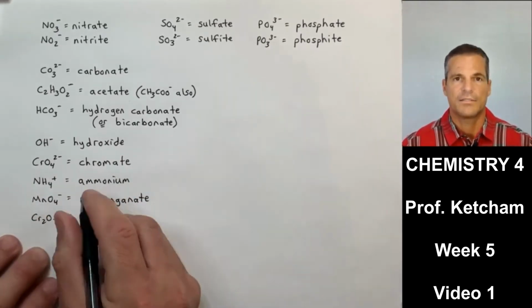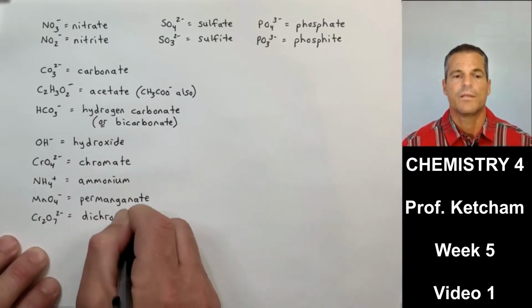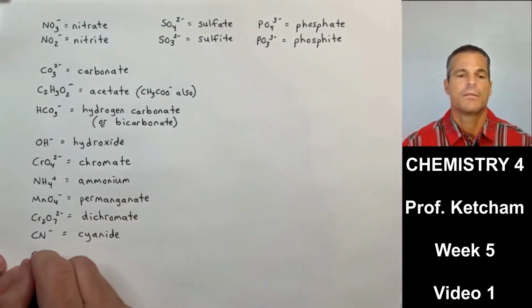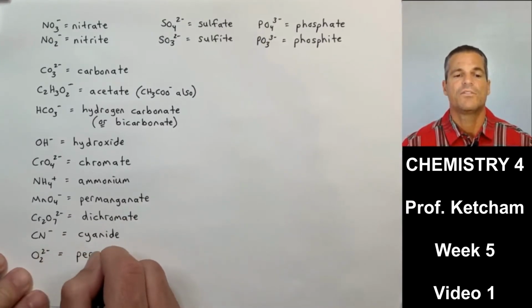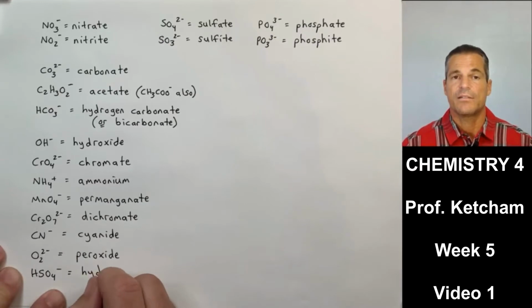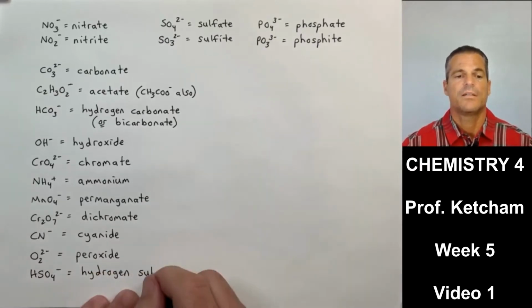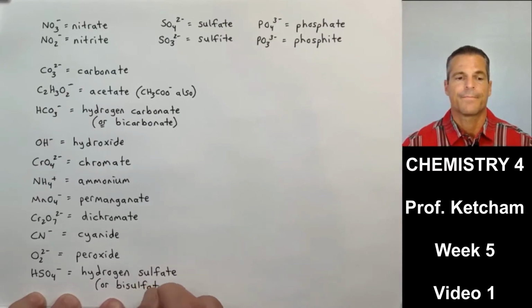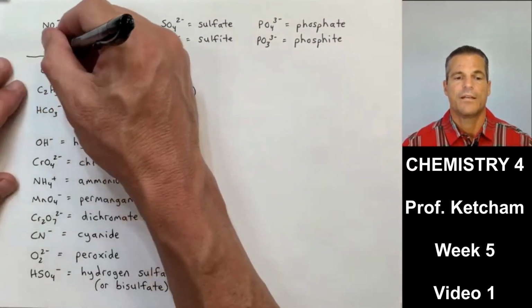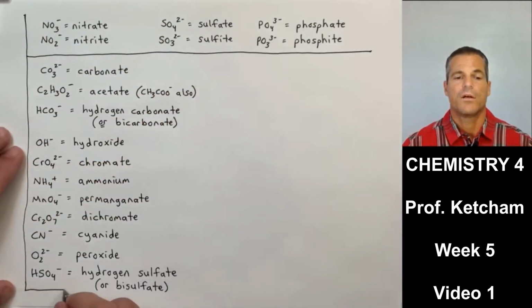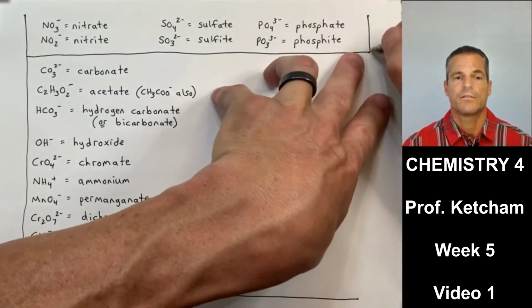NH4+, the only positive ion, that's ammonium. MnO4- is permanganate. Cr2O7 2- is dichromate. CN-, cyanide. And O2 with a 2- charge is peroxide. And the last one down there is hydrogen sulfate, also known as bisulfate.